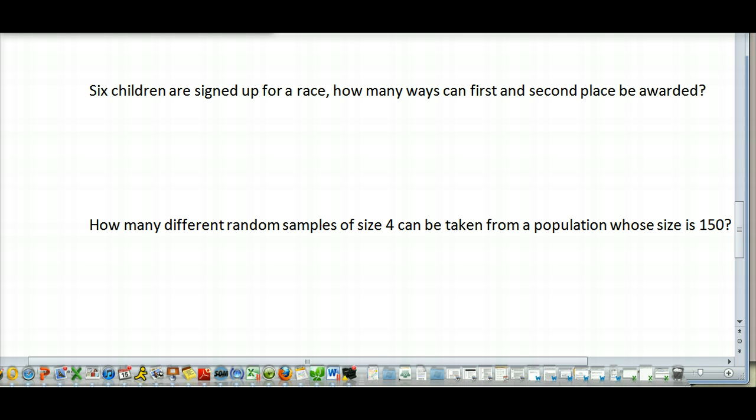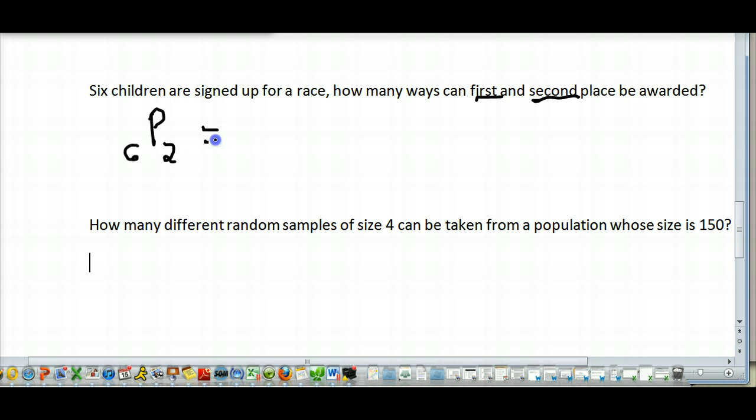Now the thing you have to realize is first and second place, a prize in a race, implies that order matters. First place is different than second place. So we're going to be using a permutation. We have 6 children total and 2 are going to receive awards or prizes.